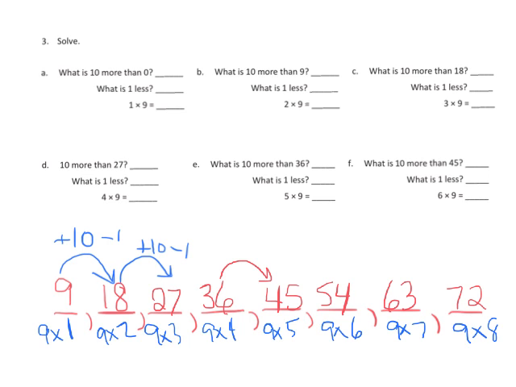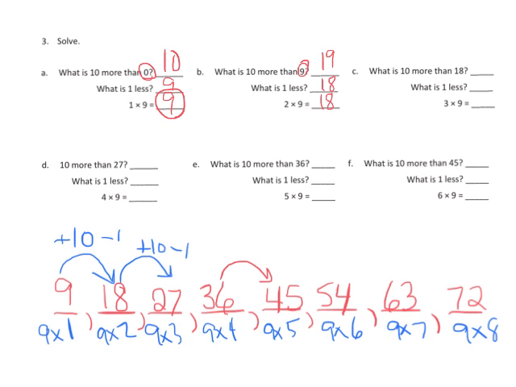So I'm going to go back up here and let's fill in these blanks. Basically what they're saying is they're starting at 0, and we're going to ask, what's 10 more? 10. One less is 9, so 1 times 9 is 9. And now we've got 9, and so 10 more than 9 is 19, but minus 1 is 18, so 2 times 9 is 18.